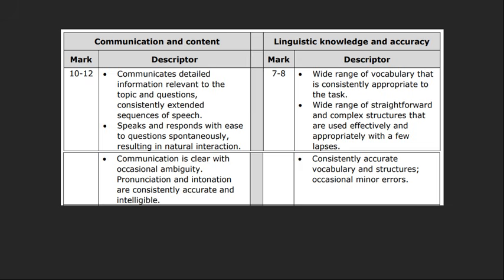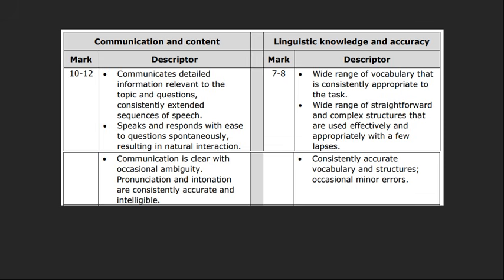Pronunciation and intonation are consistently accurate and intelligible. That means that the examiner knows which words you are saying. So there are two levels to this, you see. The examiner could understand every word you say, but not understand your overall meaning if you are using the words incorrectly or in the wrong order. But your pronunciation at the individual word level counts here.